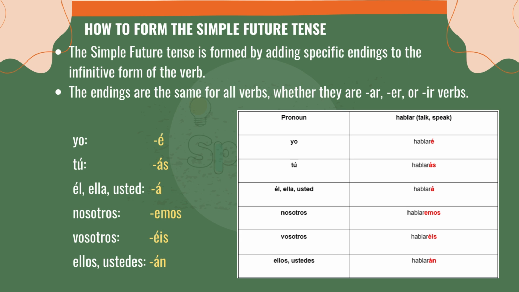Ellos, ustedes, án. For example, with the verb hablar, which means to talk, the conjugations are: Yo hablaré, I will talk. Tú hablarás, you will talk. Él, ella, usted hablará, he, she, you will talk. Nosotros hablaremos, we will talk. Vosotros hablaréis, you all will talk. Ellos, ustedes hablarán, they, you all will talk.